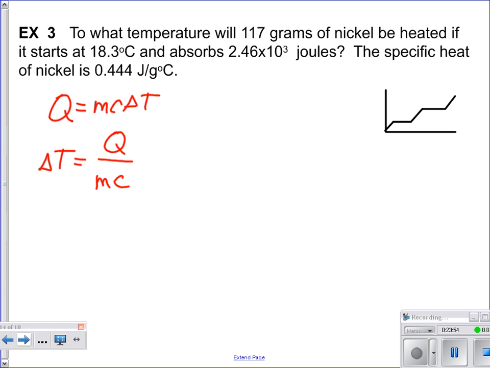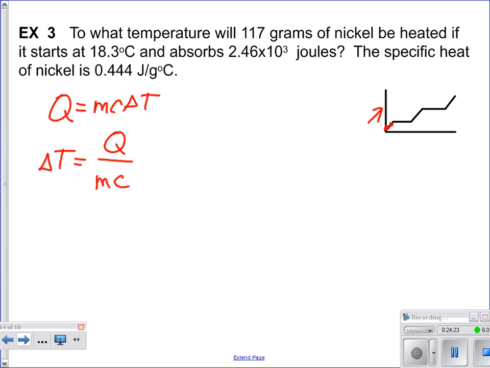If I think about where I'm at on my heating curve, I'm starting off at 18.3 degrees Celsius, and all I know is I'm increasing, I'm absorbing some heat energy. So I'm just going to draw it right there. I did not give myself much space, but again, that is not at the melting point. There's nothing in my problem that suggests that I go to the melting point.